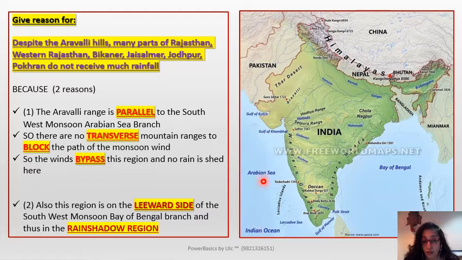So when it comes to the Arabian Sea branch, they are parallel to the winds. They are parallel, they don't lie transverse, they don't block, so the winds bypass them. When it comes to the Bay of Bengal branch, these areas lie on the leeward side. Again, rainfall bypasses them because it rains here more than the rain shadow area.